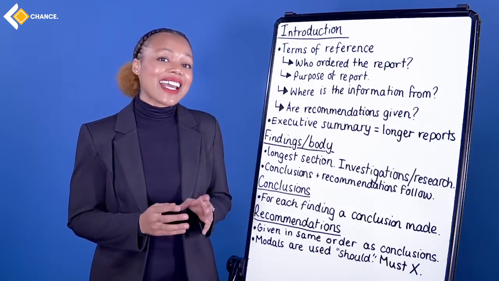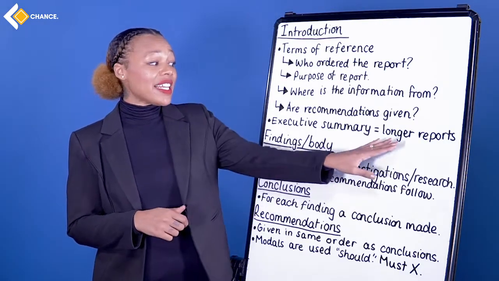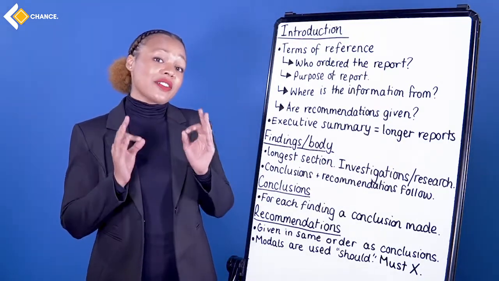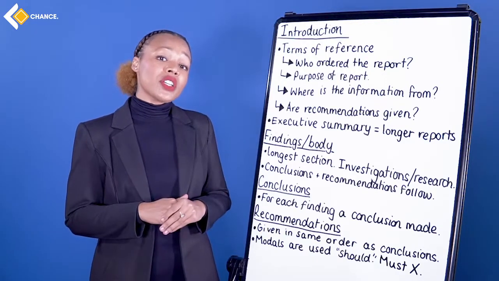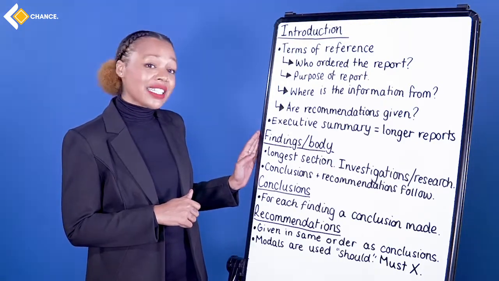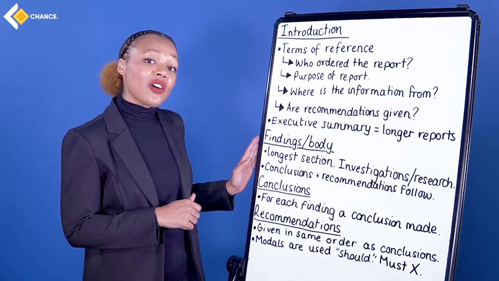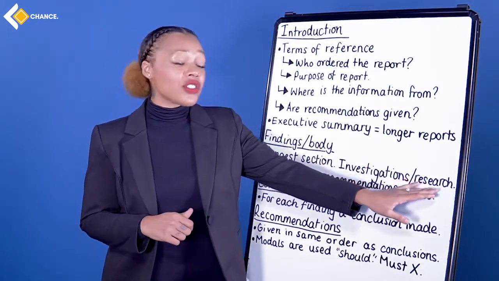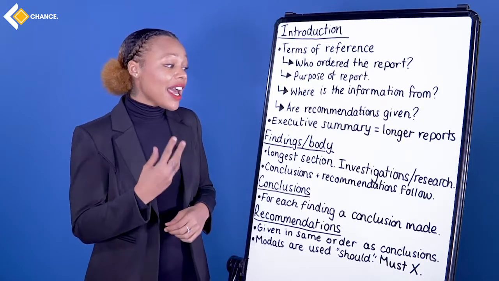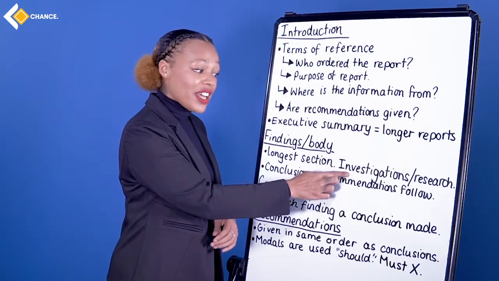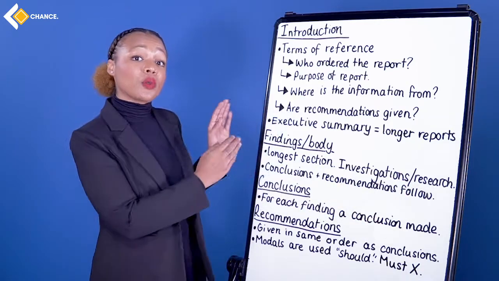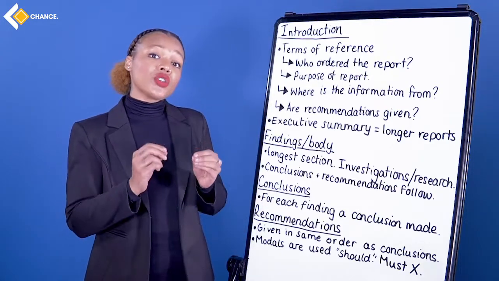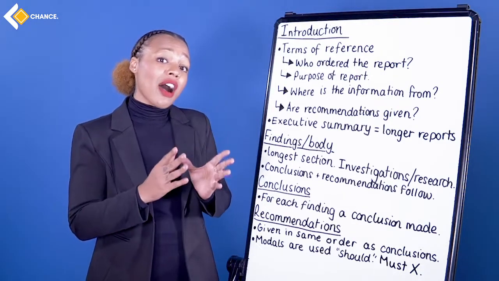You may see an executive summary on some reports, but these are on longer reports. Today we are focusing on writing a short business report. So let's move on to the next part of the report, which is the findings and body. This is the longest section, and as the name suggests, this is about investigations and research that has been carried out, hence findings. After you have investigated or researched something, you will have findings. The conclusions and the recommendations will follow after. You should try to stick to 1 paragraph per finding.